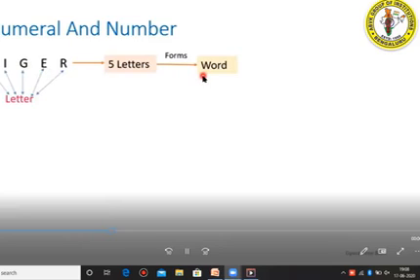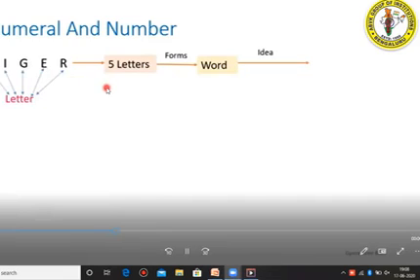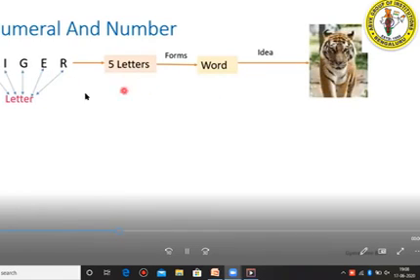Not only tiger, you can take any other word also. This gives us a particular idea. Here you can see the picture is a tiger. Tiger means you will think of that animal. So now you know this tiger has 5 letters. So how do these numbers give us words? Here is one more example. How do we read this number?